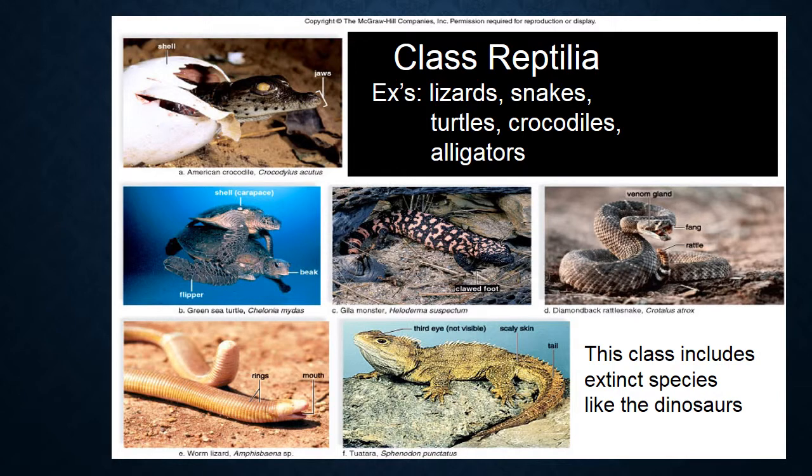Alright, so let's start by looking at our class Reptilia. Remember, we're in the animal kingdom and looking at vertebrates. So reptiles are pretty much exactly what you've been thinking. Lizards, snakes, turtles, crocodiles, alligators, all those things. But it also includes extinct species like dinosaurs.